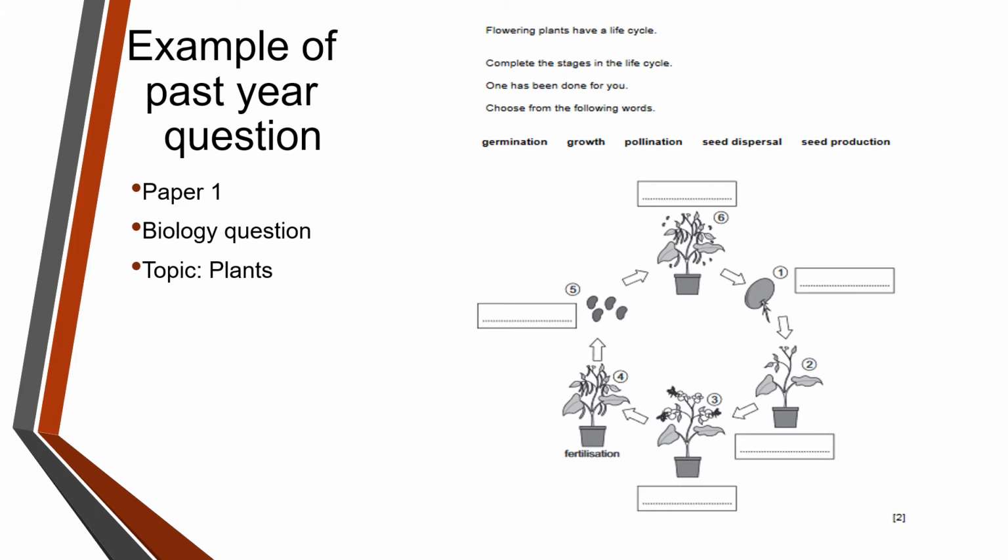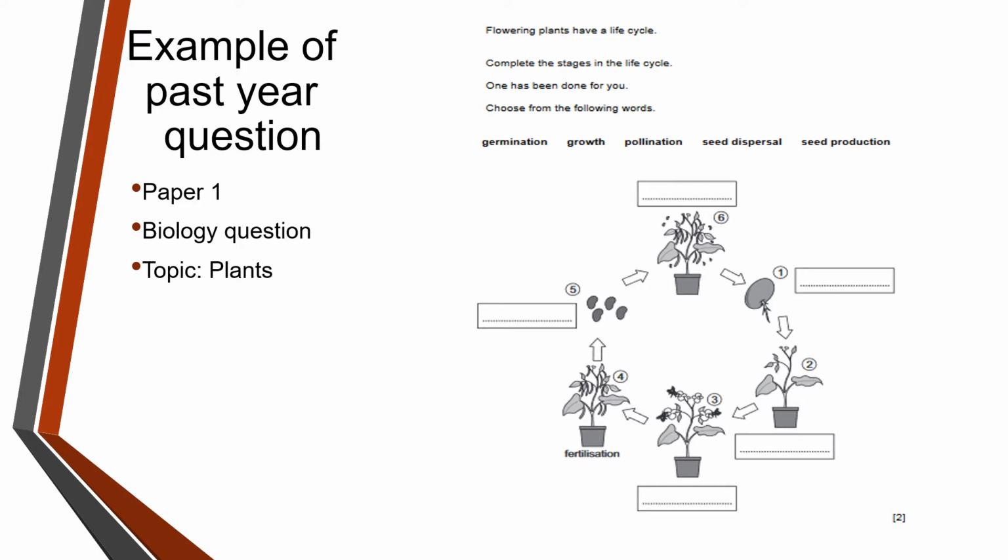So let's look out for which one has been done for me. This is stage 1. This is stage 2. This is stage 3. Stage 4 here, there is a word written which says fertilization. So fertilization has been done for you at stage 4. So we have to complete stage 5 and stage 6.